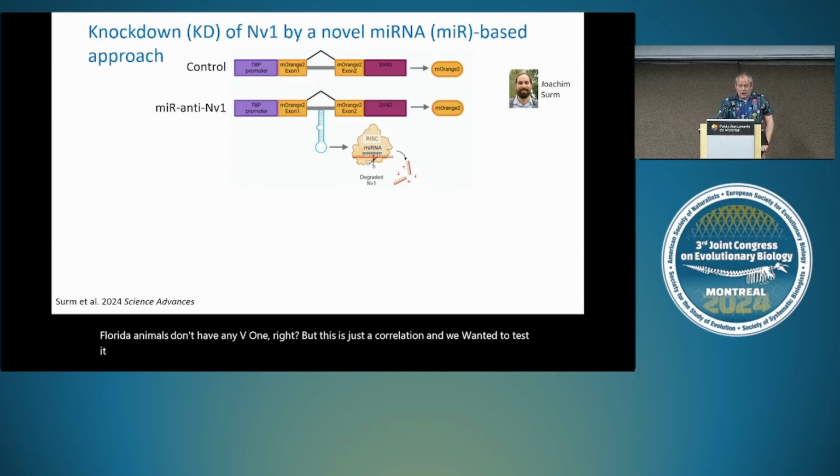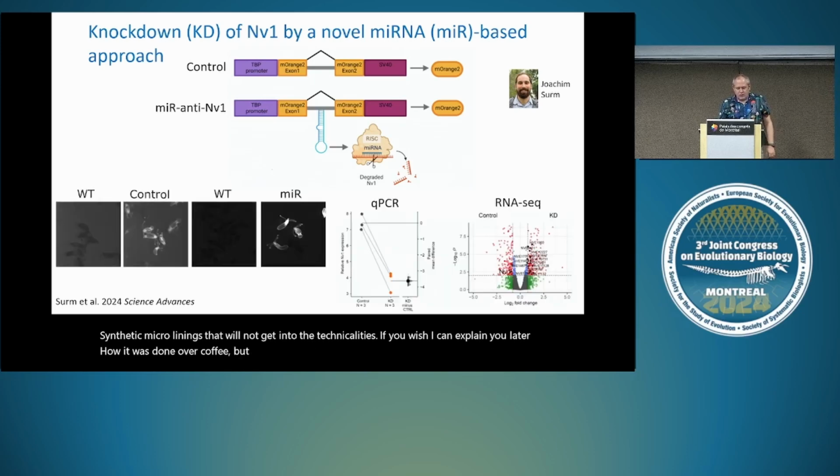So what we wanted to actually see is whether NV1 plays a role in this difference in the interaction, and for different technical reasons, specifically for NV1, we couldn't use CRISPR. So Joachim came with a very clever idea about how to use synthetic microRNAs. I will not get into the technicalities. If you wish, I can explain to you later how it was done over coffee, but basically he was able to knock down NV1 very efficiently with the microRNA expression.